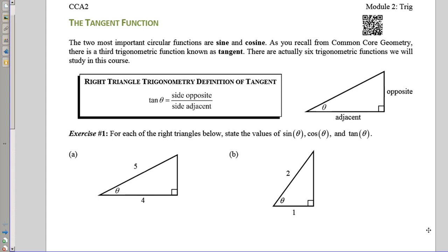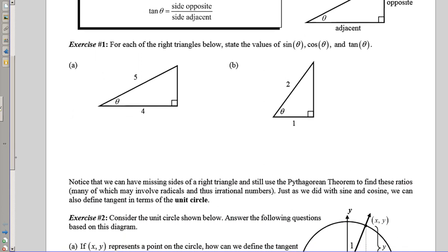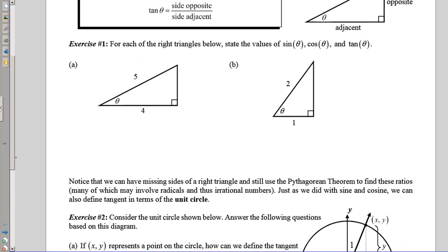So you may recall from geometry that the definition of tangent is the ratio of the side opposite over the side adjacent in a right triangle, since we are talking about right triangles.